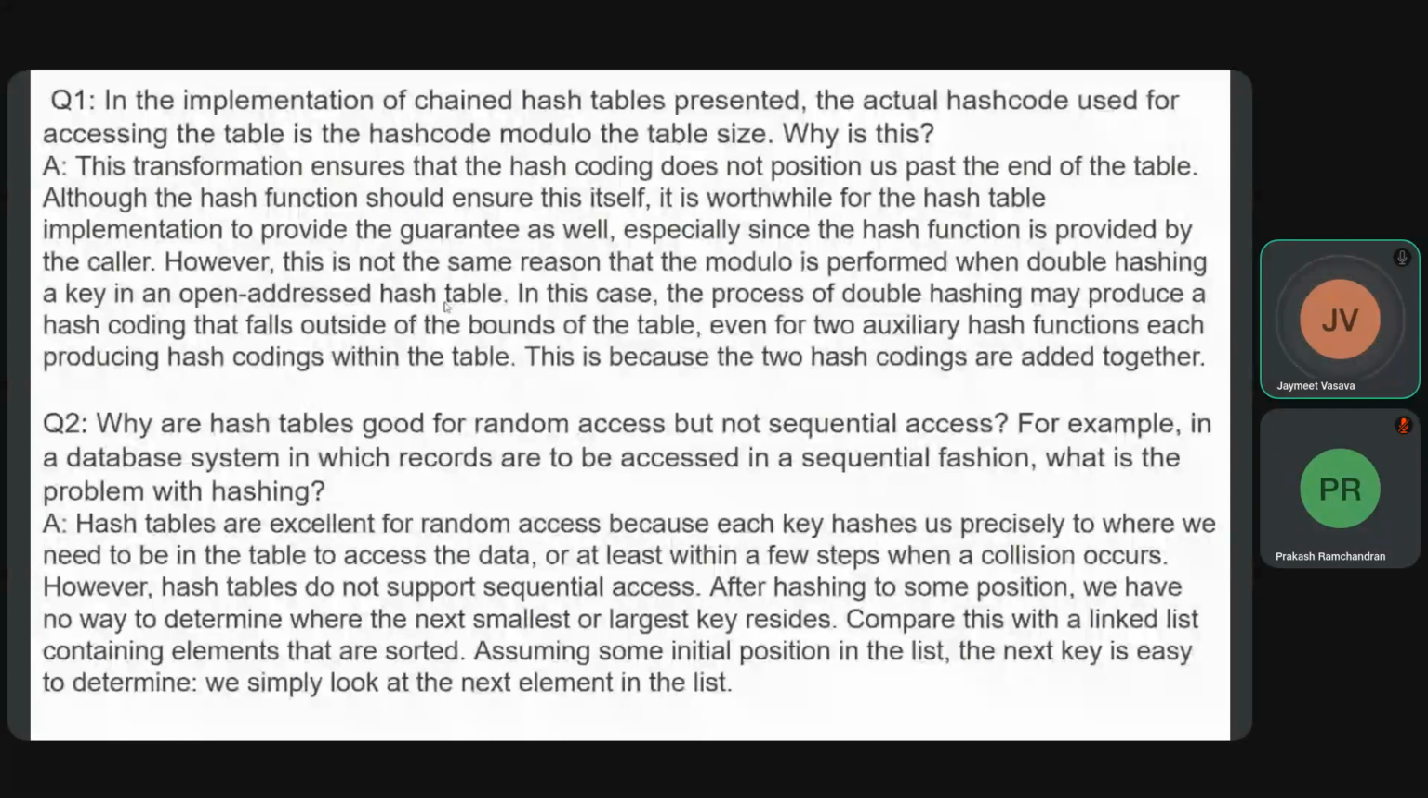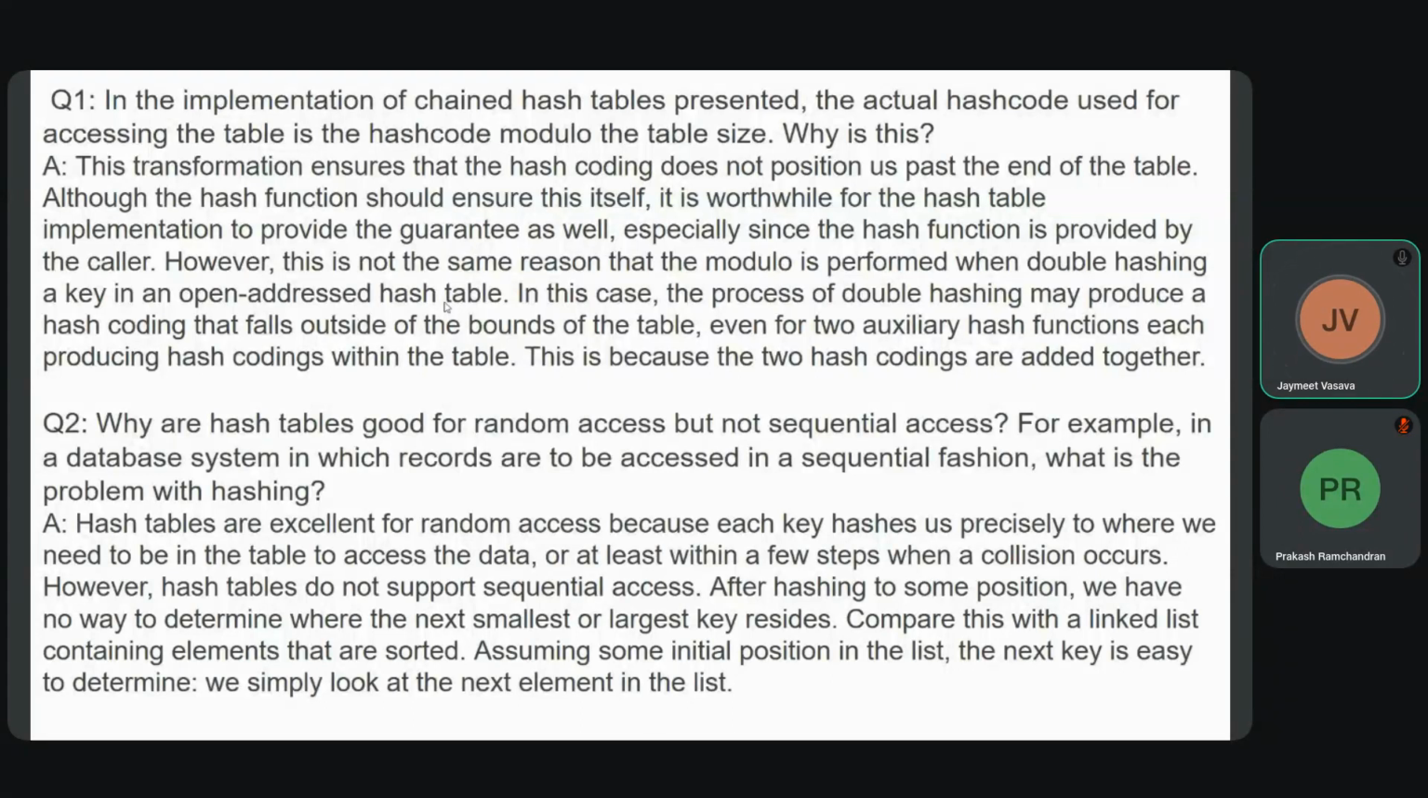In the implementation of the chained hash table presented, the actual hash code used for accessing the table is the hash code modulo the table size. Why is this? This transformation ensures that the hash coding does not position us past the end of the table, and it is worthwhile for the hash table implementation to provide the guarantee as well, especially since the hash function is provided by the caller.